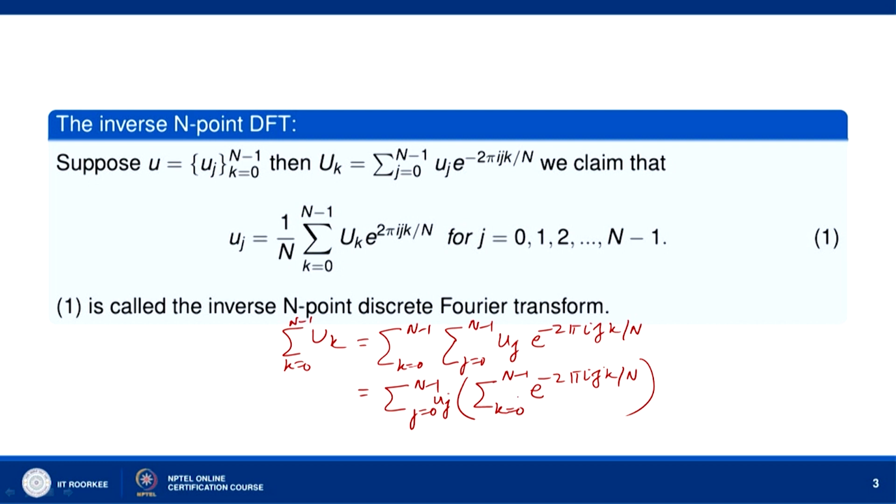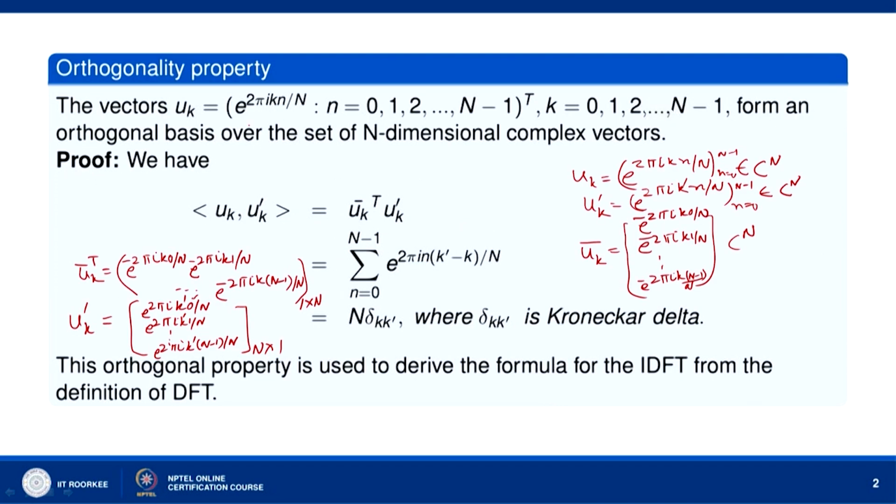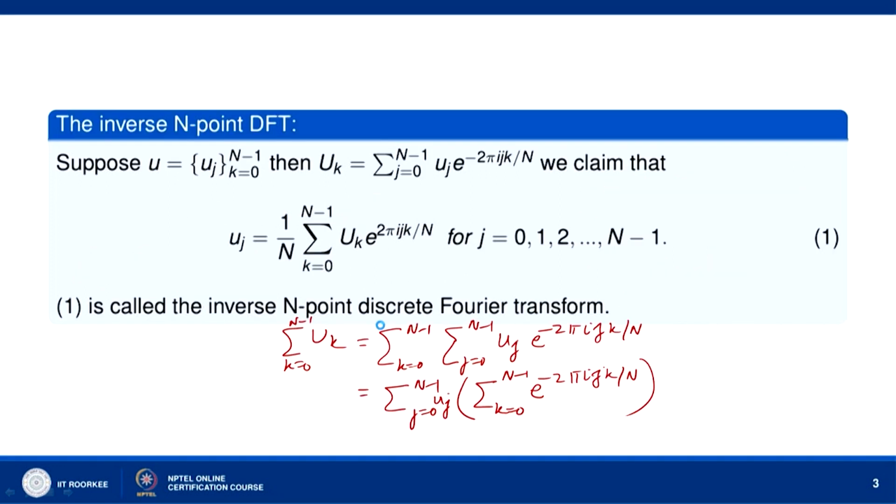Now, we have to show this. Let us go to the previous slide. In the previous slide, we have shown that these vectors e to the power 2 pi i k n by n satisfy this orthogonal property, that is, the inner product of u_k with u_k dash is equal to n delta k k dash. Here, we have to multiply u_k by e to the power 2 pi i j k by n, that we have not done.